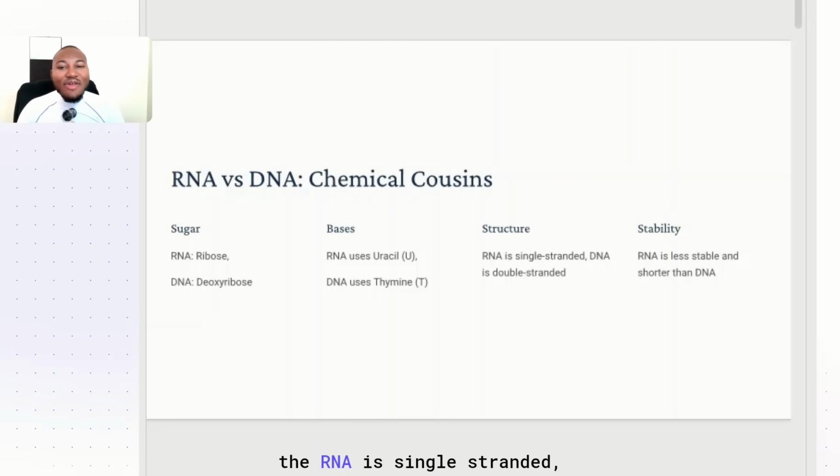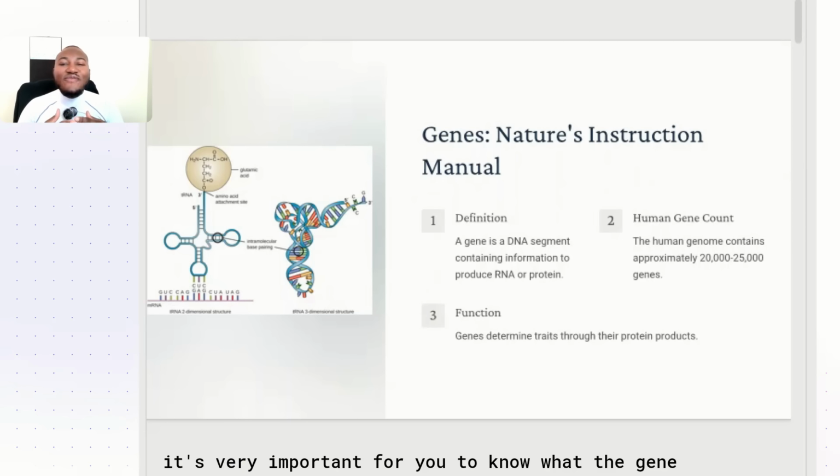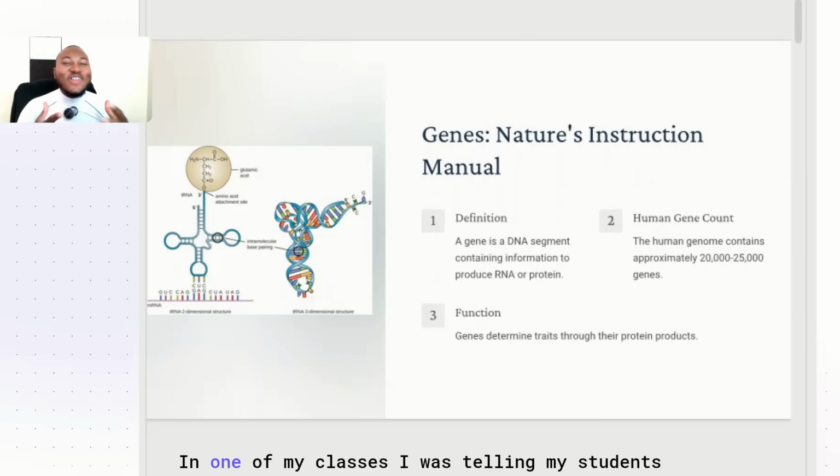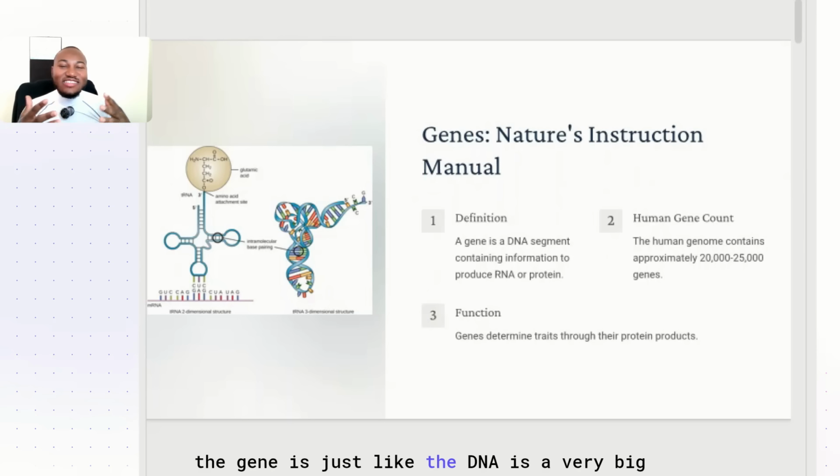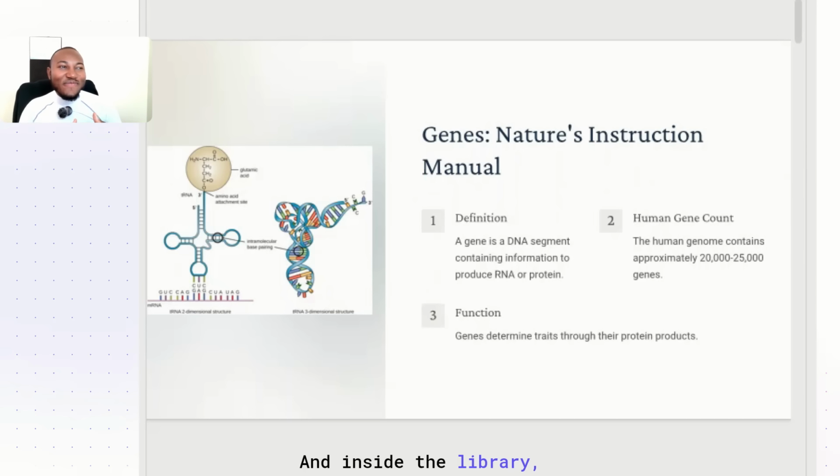Now, in terms of structure, the RNA is single-stranded, while the DNA is what? Double-stranded, D for D. In terms of stability, RNA is less stable, of course, because it's single-stranded, and it is shorter than the DNA. Also, it's very important for you to know what the gene is. In one of my classes, I was telling my students that the DNA is a very big library, which we've already understood. And inside the library, you see the gene in a particular place. You say, oh, I want to make, maybe you want to make a dish, right?